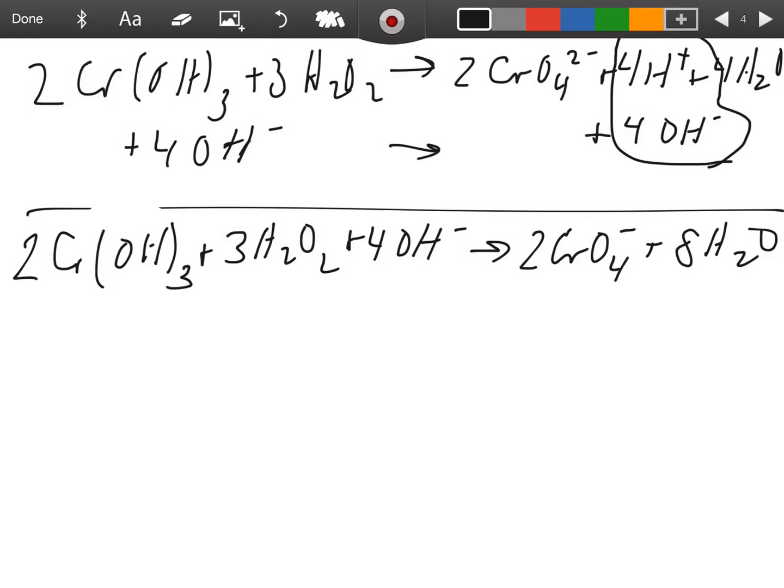One way in which I can balance that is to check just the charges of the left and the right. I've got 4 negatives right there, and actually I have 4 negatives right there. So my charge is balanced. I'm going to assume that all my other atoms balance as well.